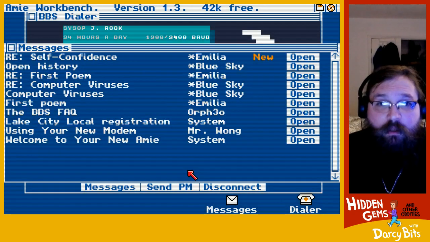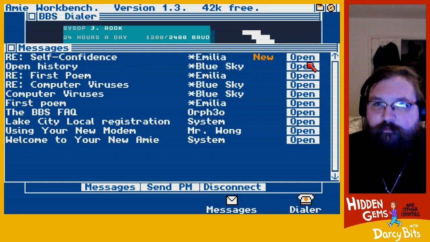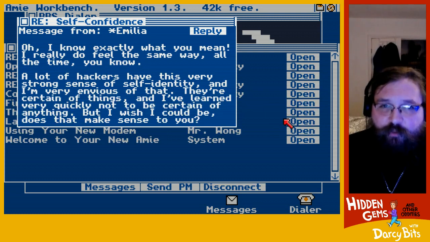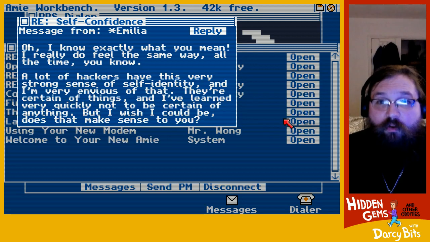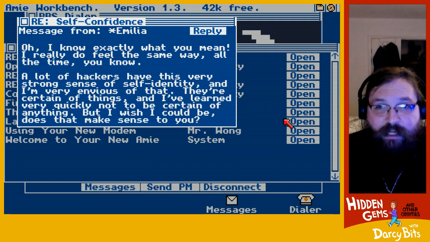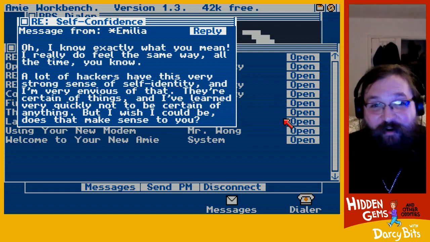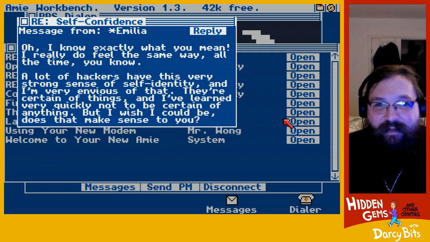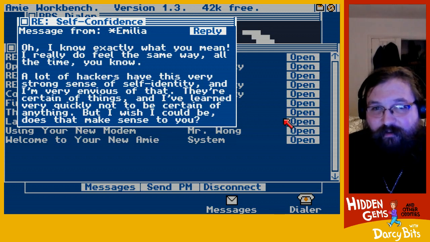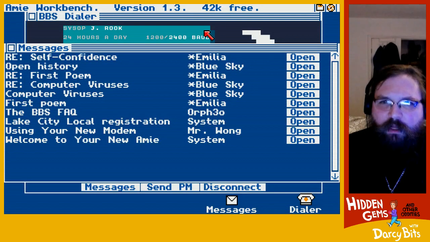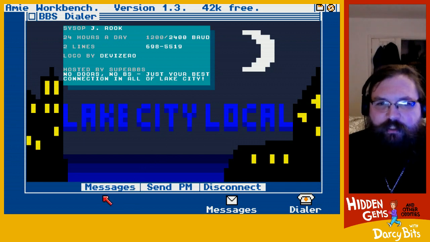Very interesting. Additionally, self-confidence. "Oh, I know exactly what you mean. I really do feel the same way all the time, you know? A lot of hackers have this... What happened to my voice there? A lot of hackers have this very strong sense of self-identity, and I'm very envious of that. They're certain of things, and I've learned very quickly not to be certain of anything, but I wish I could be. Does that make sense to you?" Reply. Okay, anyway, I need to look at the messages.